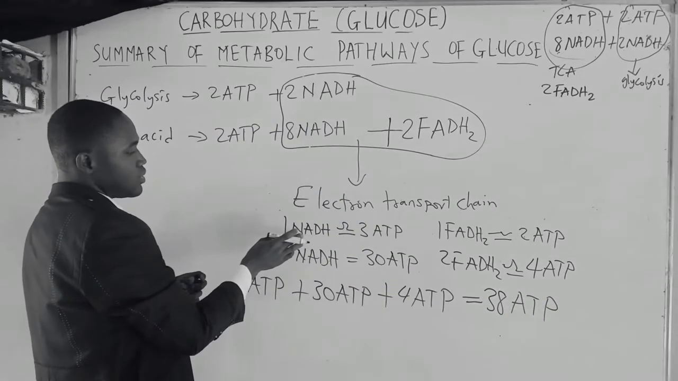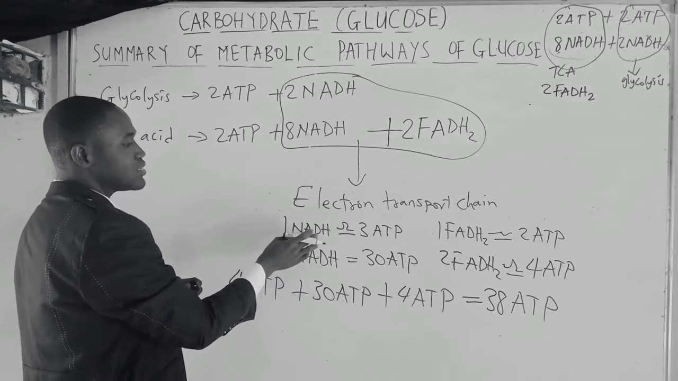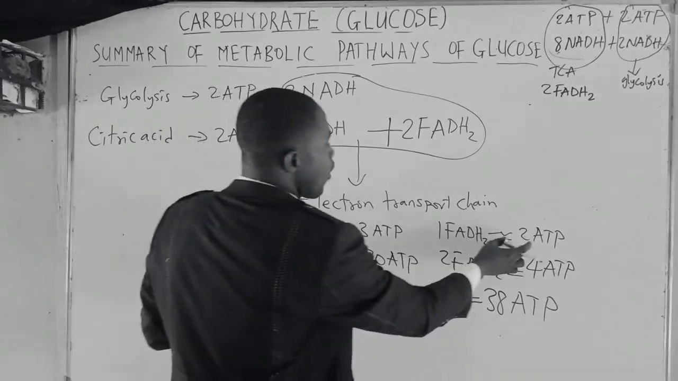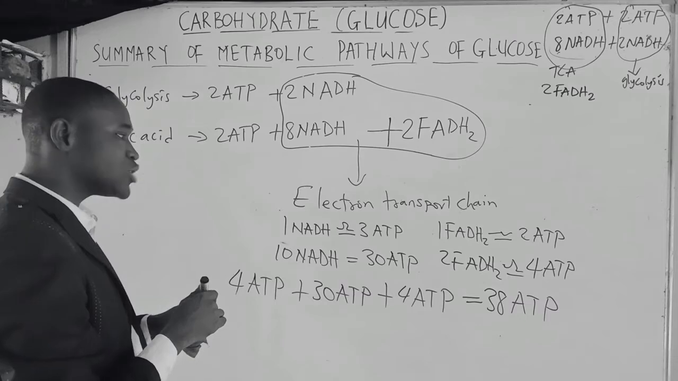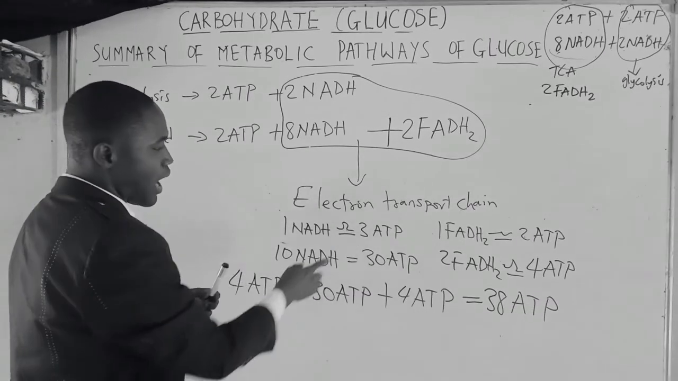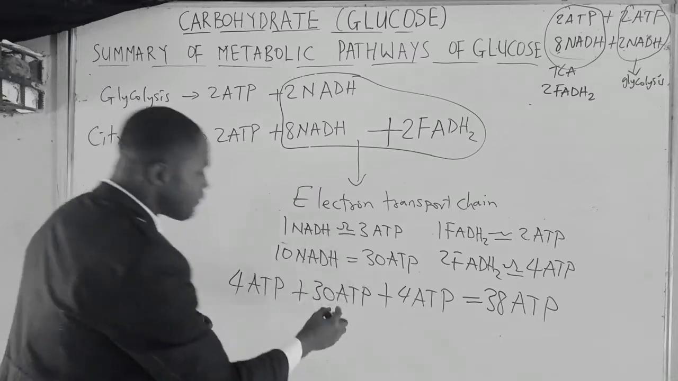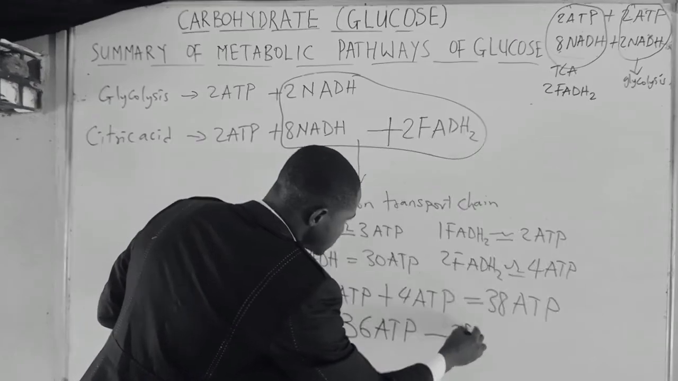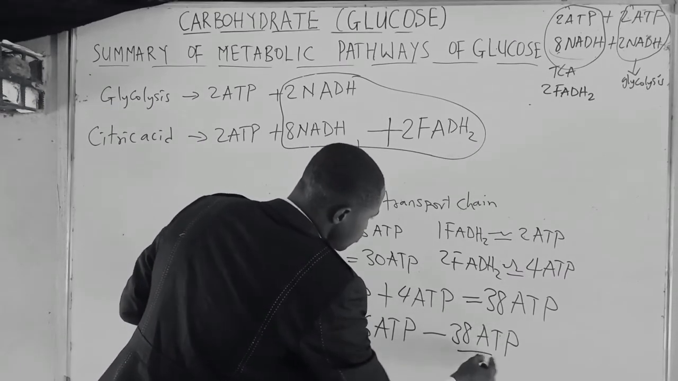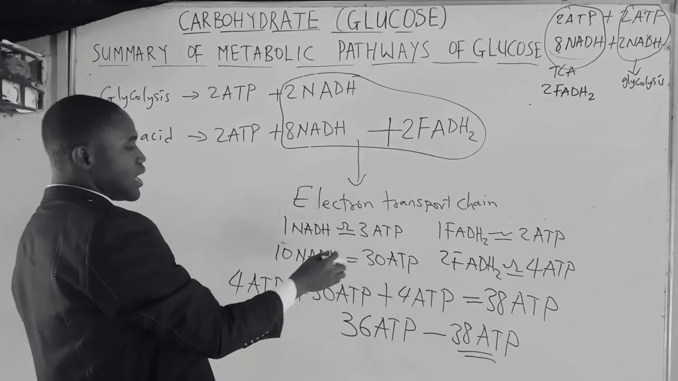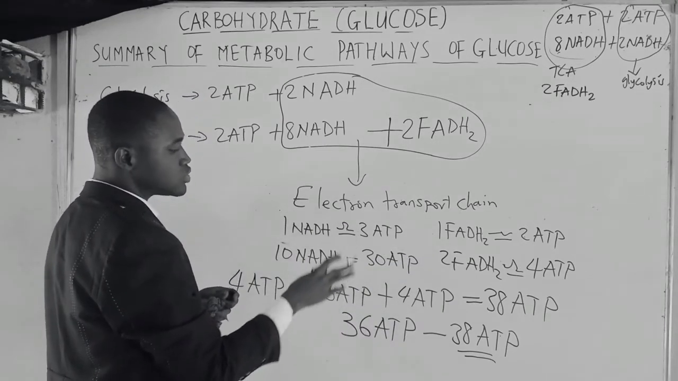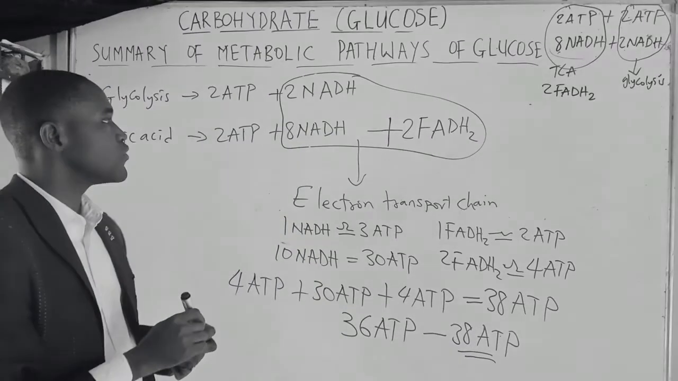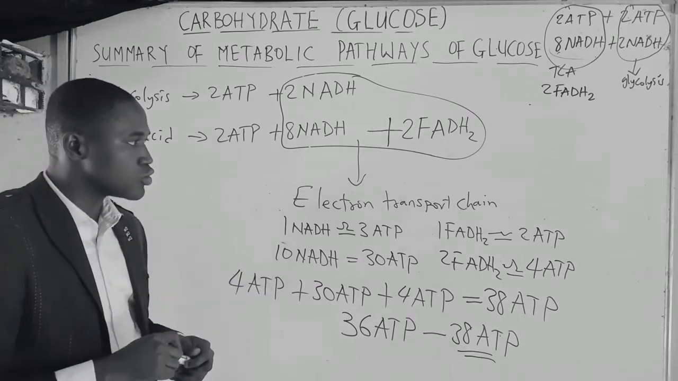Remember, 1 reduced nicotinamide adenine dinucleotide is actually around 2 point something, while FADH2 is around 1 point something. So if you use the actual amount, not the approximated amount, you will have between 36 ATP and 38 ATP: 38 ATP when you use the approximated amount, and 36 ATP when you do not. This is the range of the total ATP we have after the breakdown of glucose in the cells has taken place.